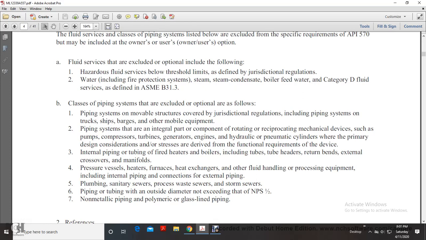Internal piping or tubing of fired heaters and boilers, including tube headers, return bends, external crossover manifolds, pressure vessels, heaters, furnaces, heat exchangers, and other fluid handling or process equipment, including internal piping connections for external piping. Also excluded: plumbing, sanitary sewers, process wastewater, storm sewers, piping and tubing with an outside diameter not exceeding NPS 1/2, non-metallic piping, and polymeric or glass-lined pipe.